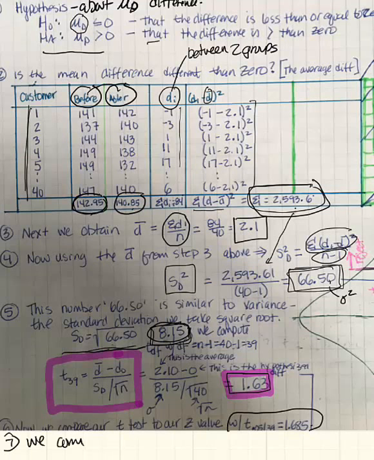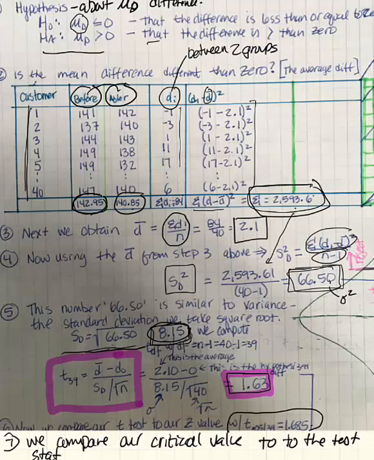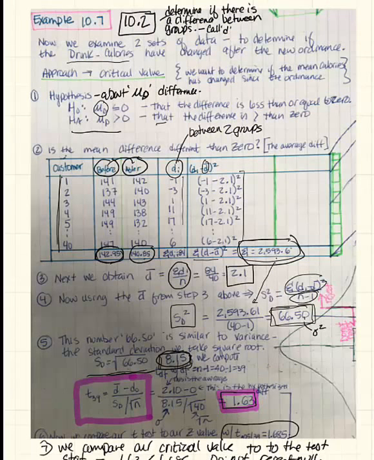We compare our critical value to the value from the test statistic. And in this case, we cannot reject the null because 1.63 is actually less than 1.685. So we do not reject. Okay? So that is kind of a brief sort of how do we do this, what does this mean, sort of comparison.